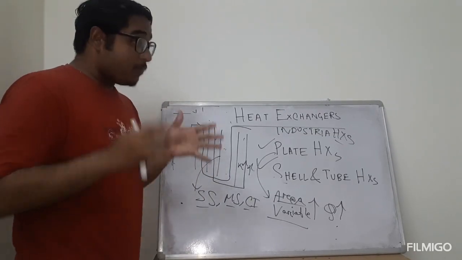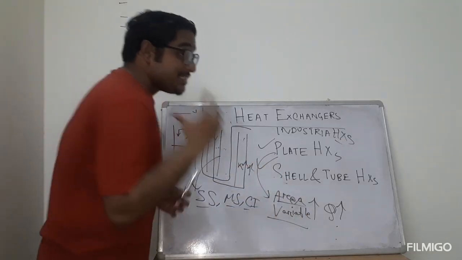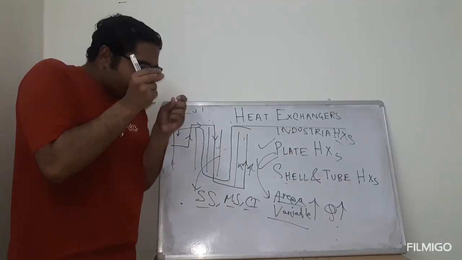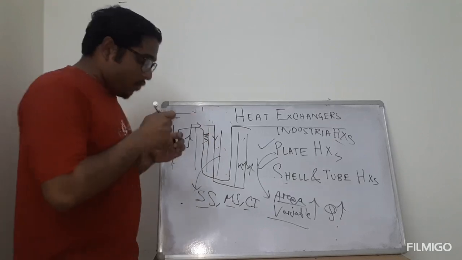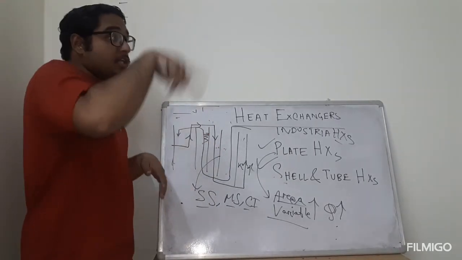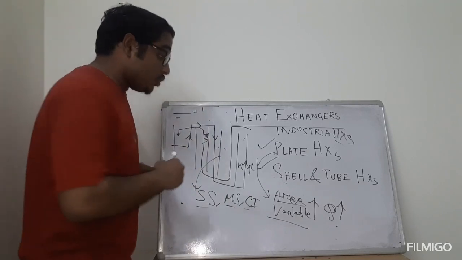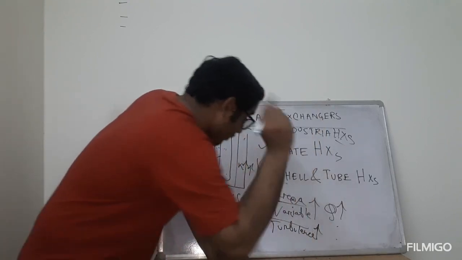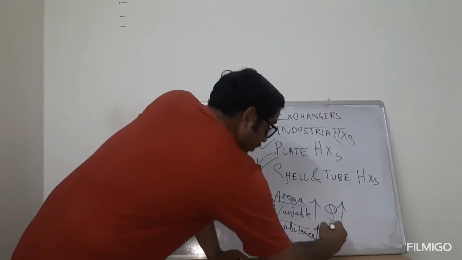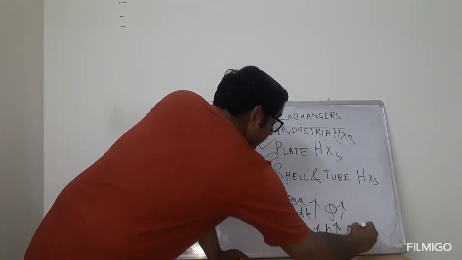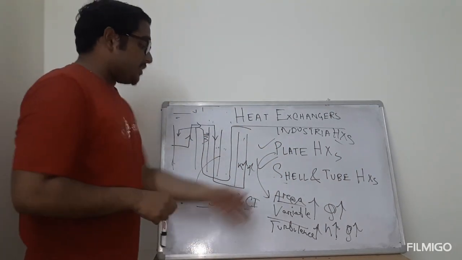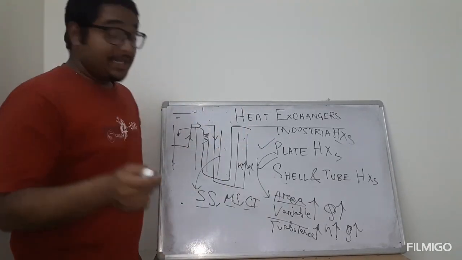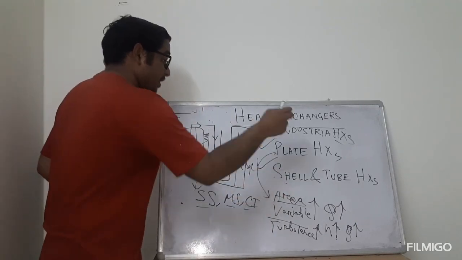So what would more plates do? First of all, it would increase the heat transfer area. Secondly, since the gap between the two plates is made narrower, the turbulence of the fluid is also very high. And we know when turbulence increases, the convective heat transfer coefficient increases, and hence the heat transfer as a whole increases. So in a plate heat exchanger, this is the clear advantage: the variable area and turbulence. This is the most common question often asked in interviews: for an area-variable heat exchanger, what do you mostly prefer? It's going to be a plate heat exchanger.